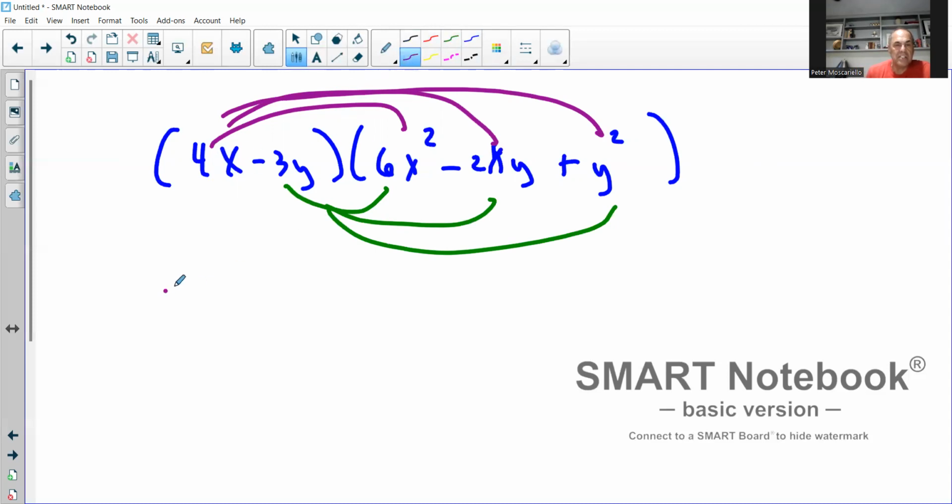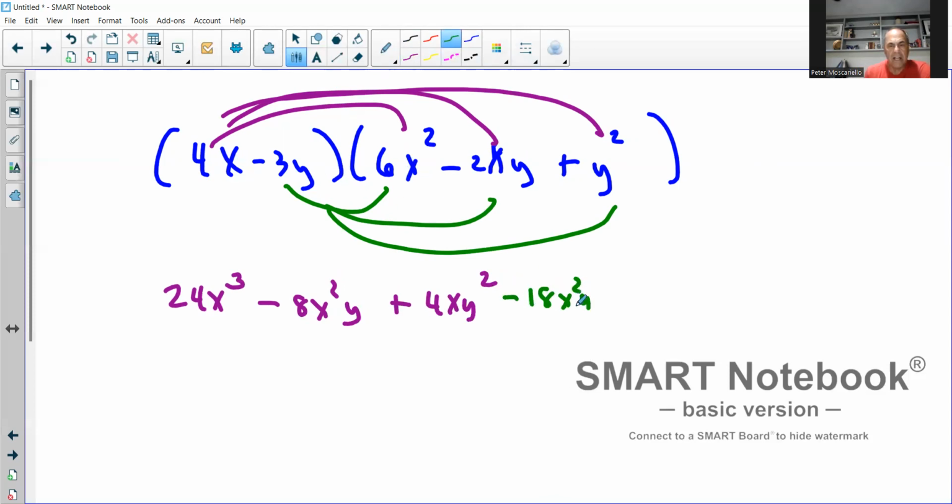So 4x times 6x squared, 24x cubed. 4x times that is negative 8x squared y, and then plus 4xy squared. Then in green, we'll get negative 18, it's x squared y, yx squared is the same thing, x squared y. Then positive 6xy squared minus 3y to the third.